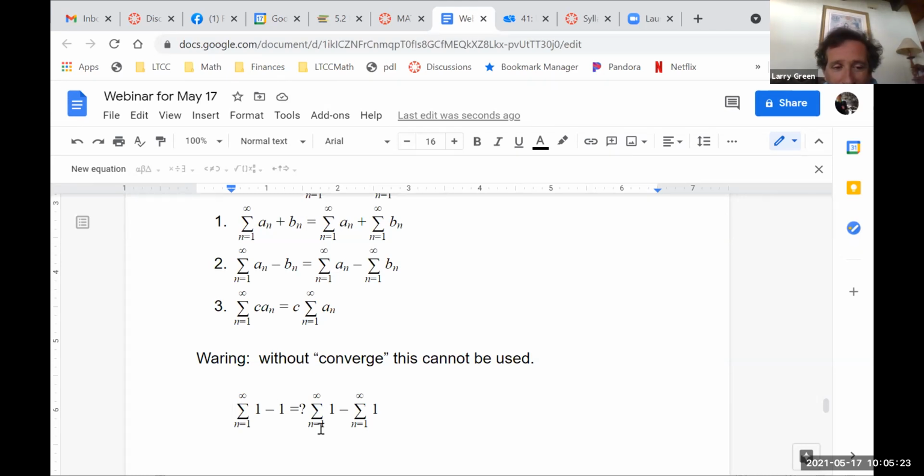Let's look at the right-hand side. What's the summation of 1? 1 plus 1 plus 1 plus 1 all day long, all universe long. Yeah, infinity. Infinity minus infinity is undefined. You can't even go there. So the right-hand side is divergent. The left-hand side is 0. Do you see the problem? So this is false. I'm going to write no, no to the answer to the question. Any questions on that?